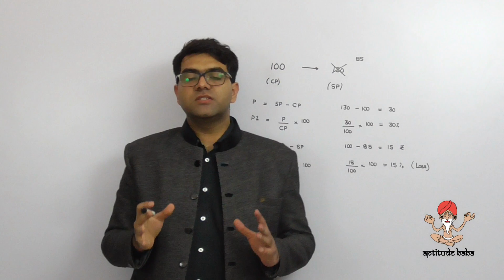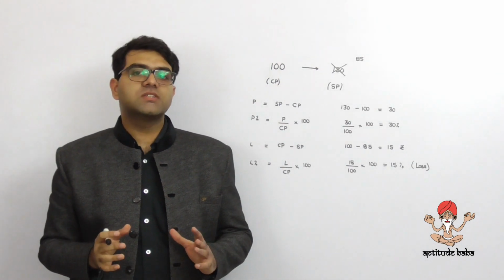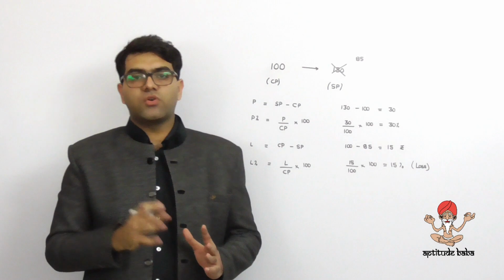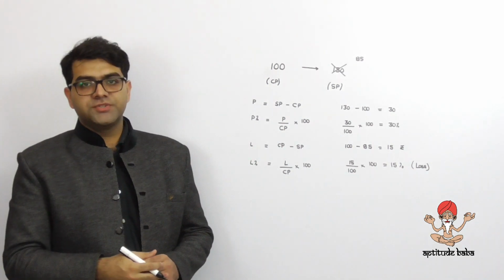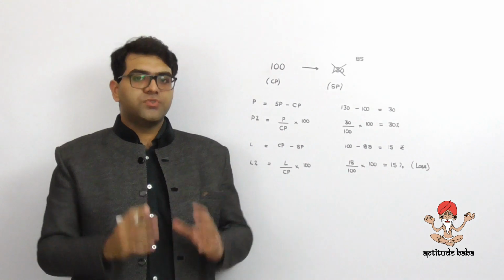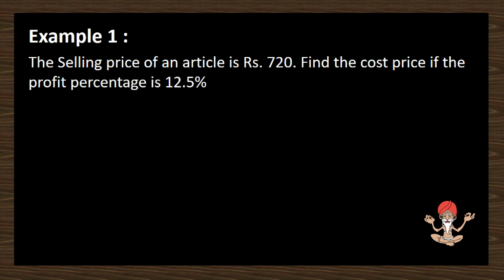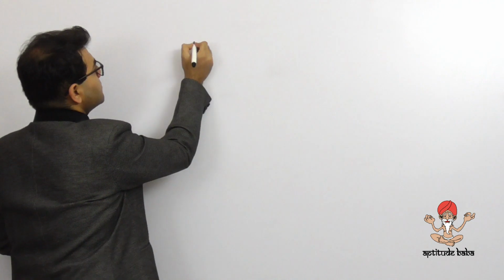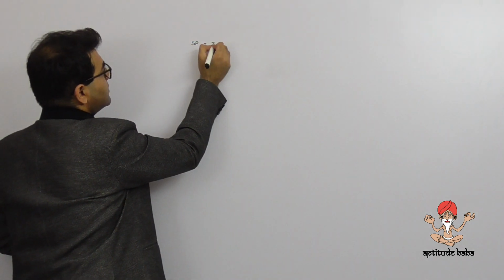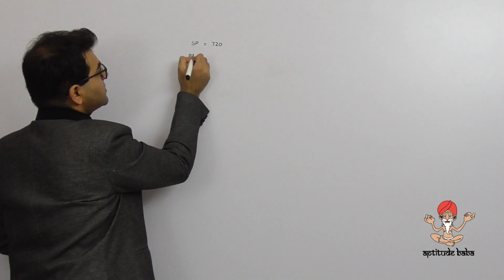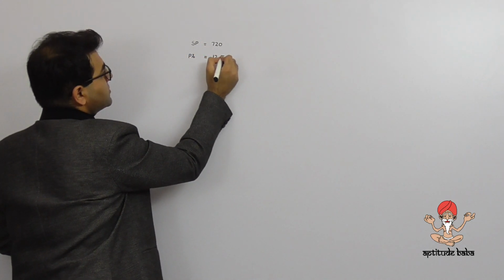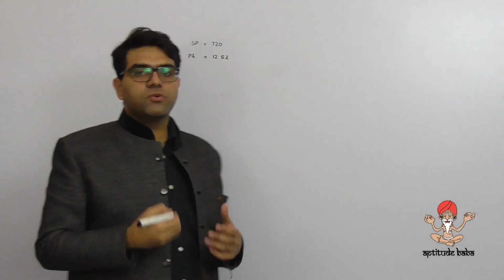So far so good. This is a very easy and very basic example to understand the concept of profit, loss, profit percentage and loss percentage. Let us develop the concept further by taking a very simple example. The selling price of an article is rupees 720. Find the cost price if the profit percentage is 12.5%. It's a very easy question, and in this question I am given two things. I am given the selling price as 720 and I am given the profit percentage as 12.5%. There are different ways of solving the question.